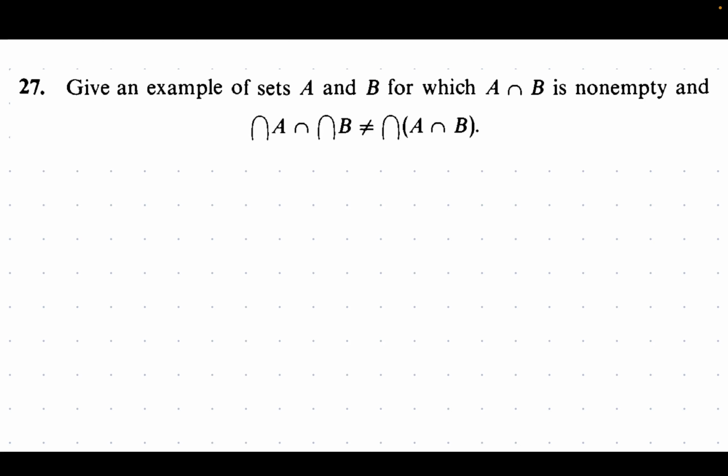Chapter 2, Exercise 27. Given examples of sets A and B for which A intersect B is non-empty and the intersection of A intersected with the intersection of B is not equal to the intersection of A intersect B. Okay, lots of intersections.